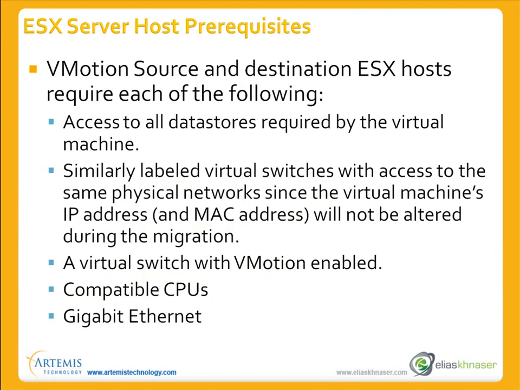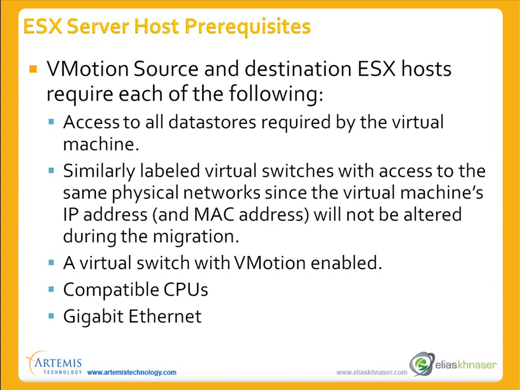Now, what does the host require? What are the host requirements in order for vMotion to take place? So the source and destination ESX host would require access to all the data stores that are required by the virtual machine. So let's say that virtual machine is in a particular data store, then the source ESX host and the destination ESX host would need to see all of those data stores in order for that virtual machine to transfer from one host to another and continue to service its clients and customers. Both ESX hosts would need to have similarly labeled virtual switches, and those virtual switches would need to be backed by a physical network that's a gigabit or more.